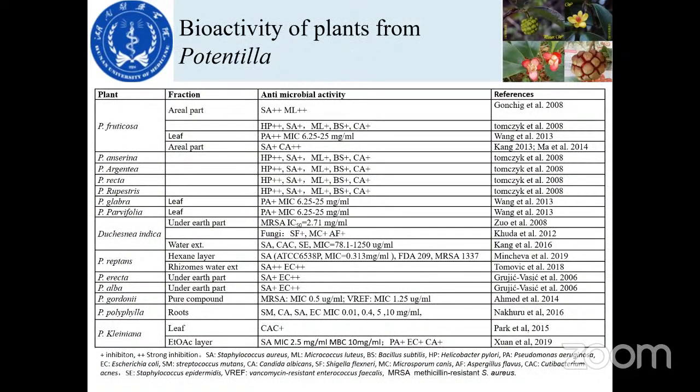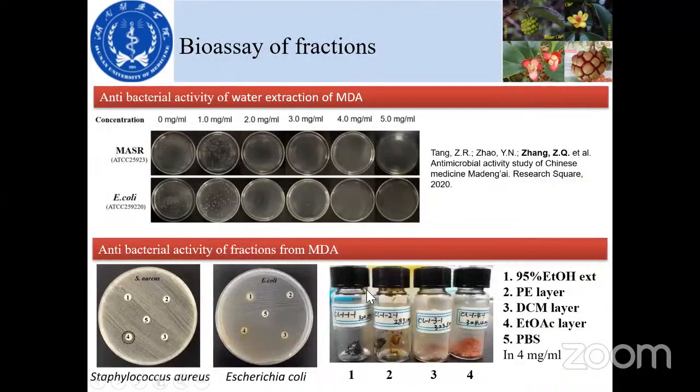We also did some literature survey and found that most plants from the genus Potentilla have good antibacterial and antifungal activity, such as against S. aureus and E. coli. So we used the water extract of Modi Ye to treat MRSA and infection. The water extract has good antibacterial activity, like anti-MRSA and anti-E. coli.